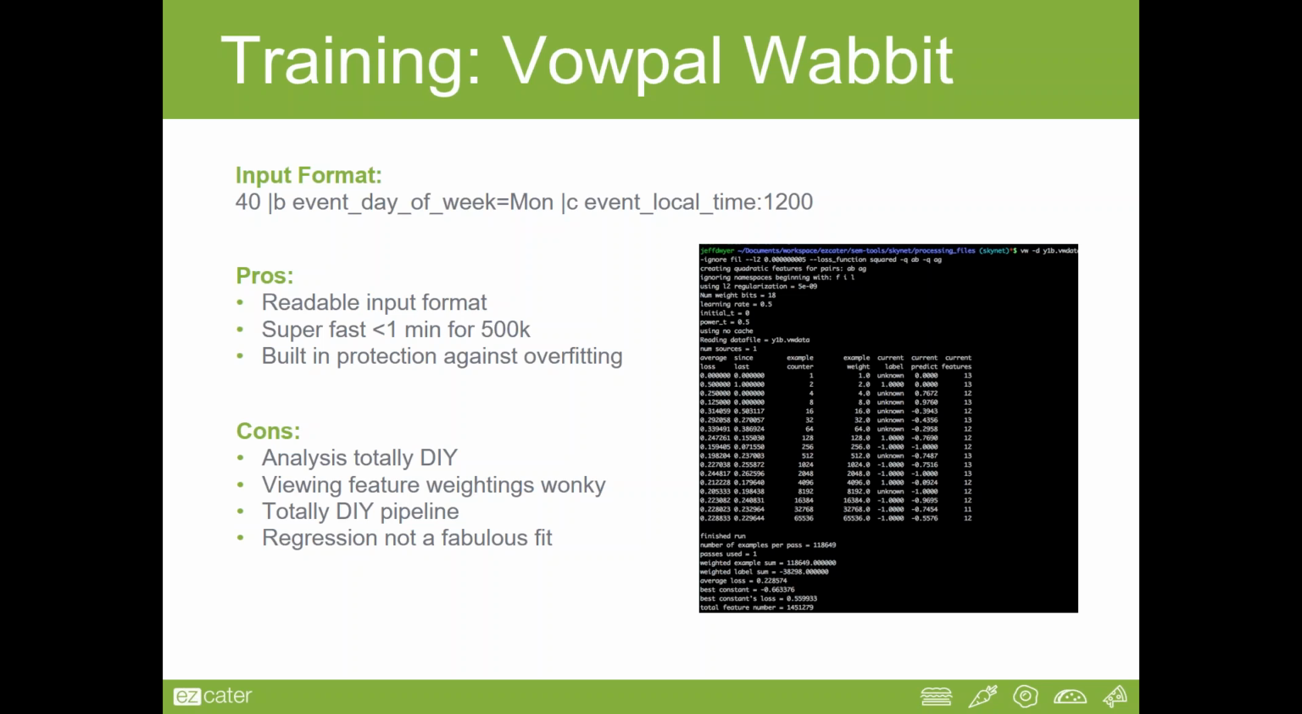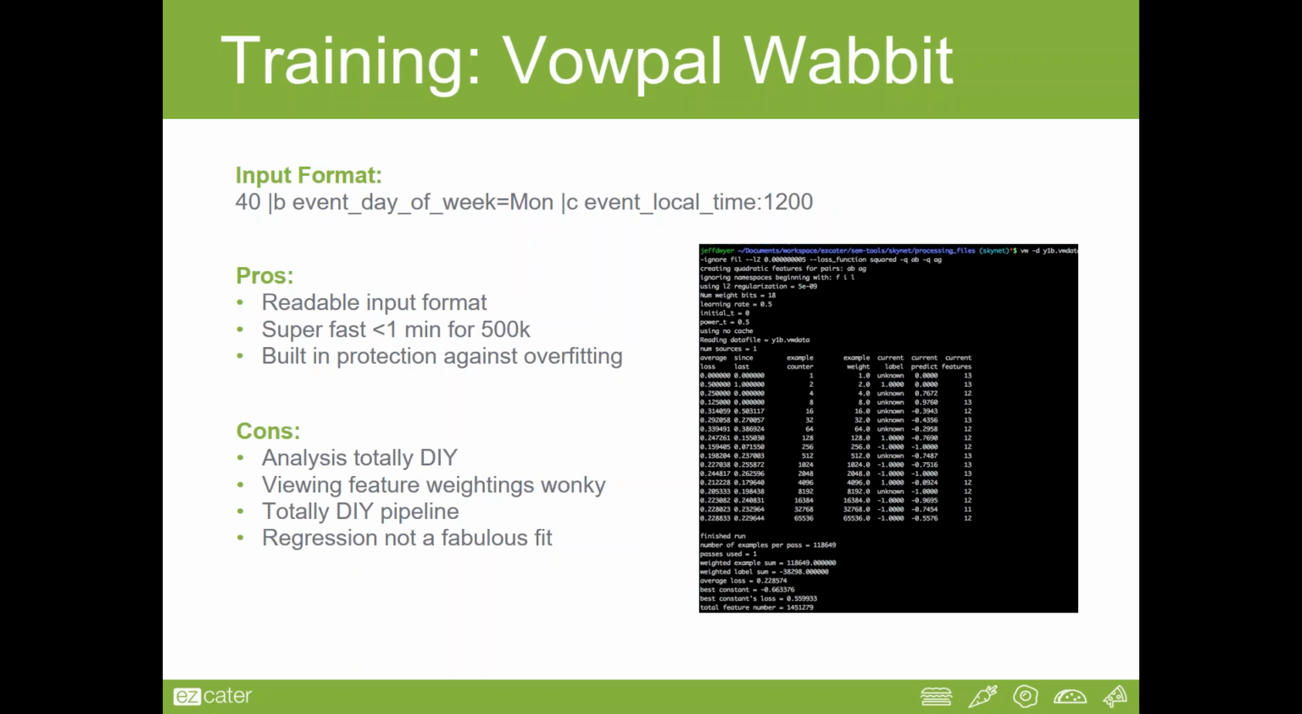It was super fast. We could do 500,000 records in under a minute, and it was blazing. And it had a bunch of built-in protection against overfitting, which was something I was worried about. Being a neophyte, I didn't want to get something that was super overfit.